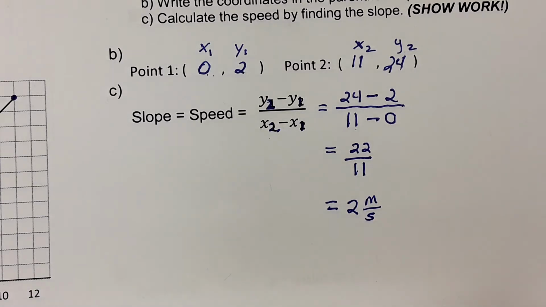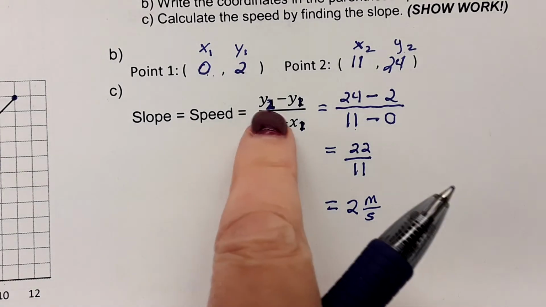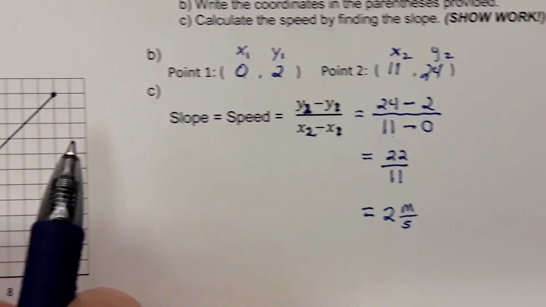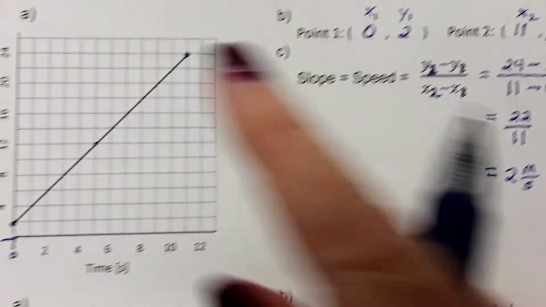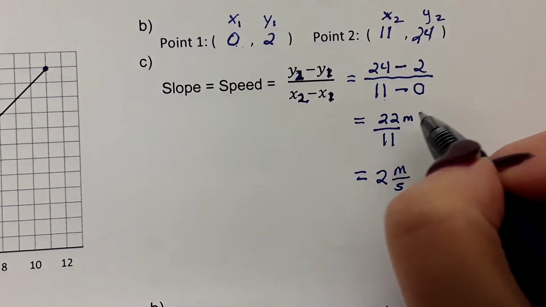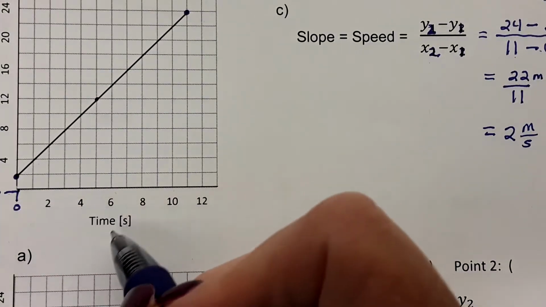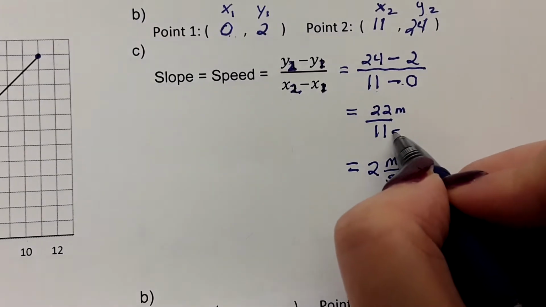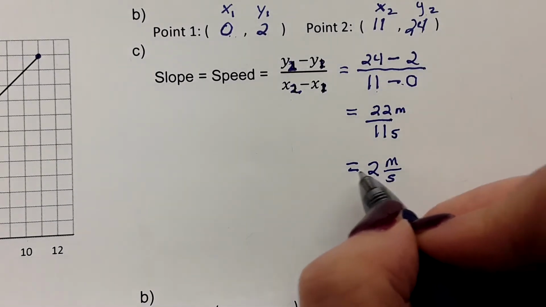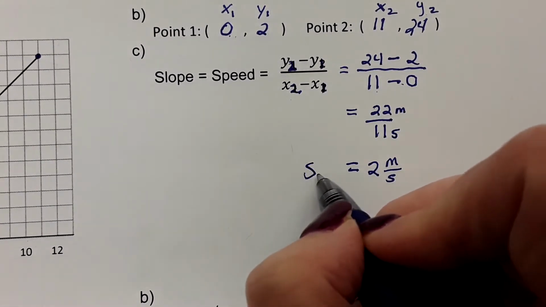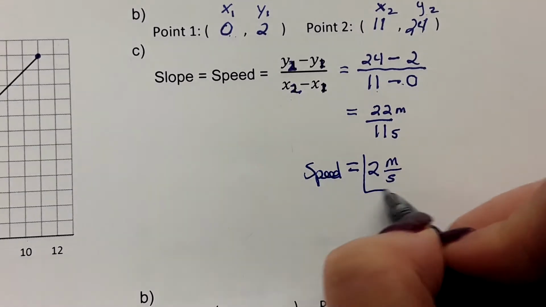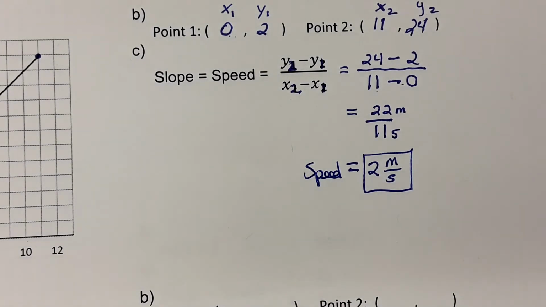How did I know it was meters per second? Because the y values on top came from the y-axis, which is distance in meters. So we put meters here. The x value came from the x-axis, and that's time in seconds. So this would be seconds. So we get 2 meters per second for the speed. Okay? That wasn't so hard, was it?